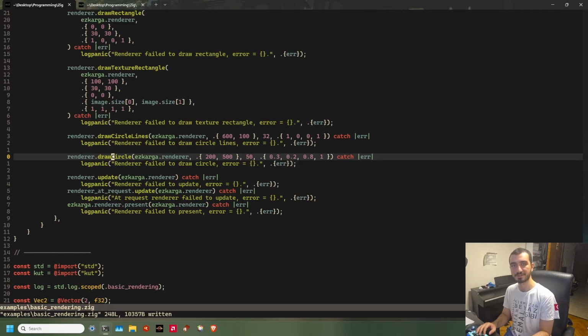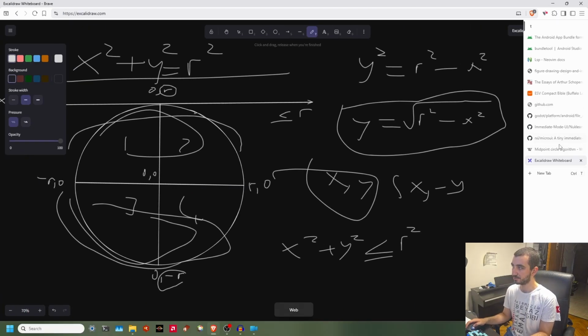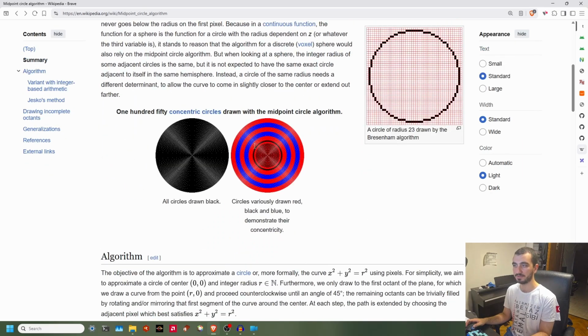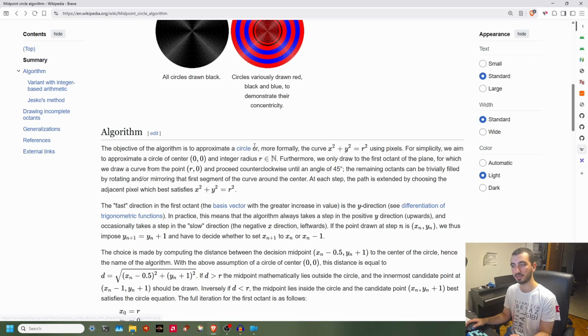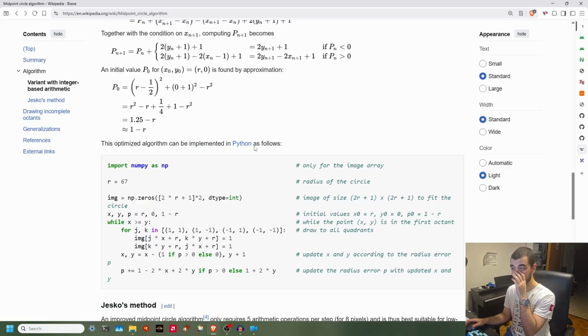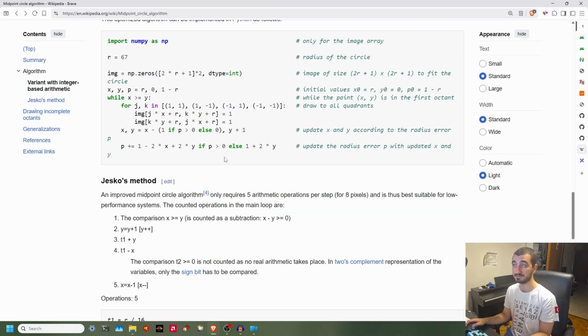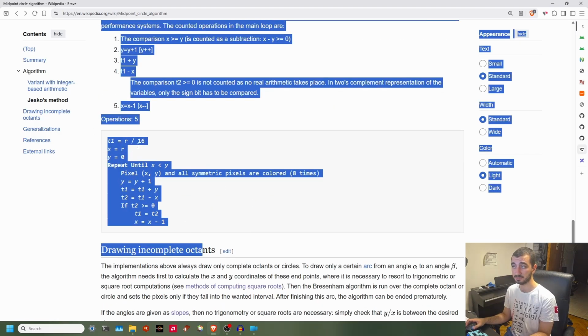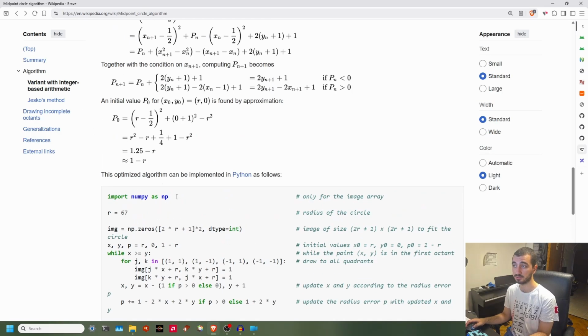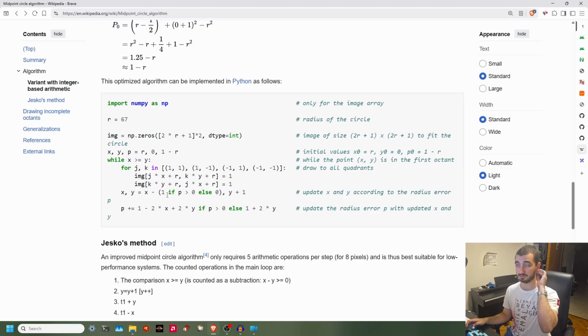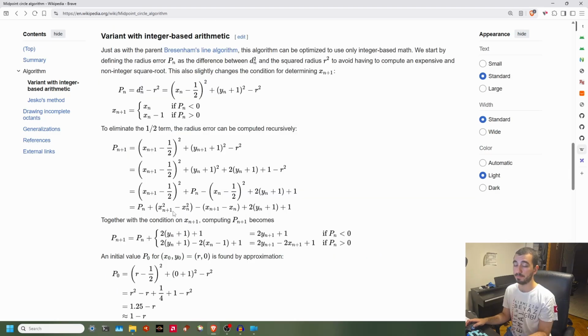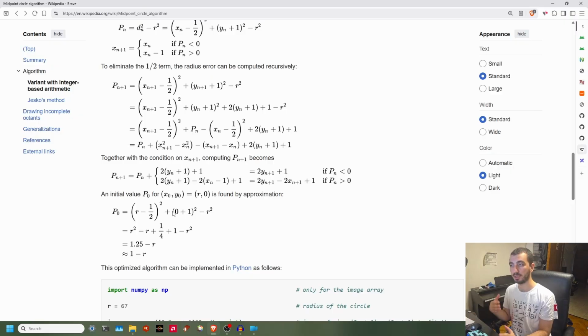So that was the midpoint circle algorithm basically. We can do a bit more optimization to the algorithm, so we don't have to use the square root, because square root again is expensive, and you can see how that can be done in this Wikipedia article. You can use this one, the Jesko method, or you can use the Python method implemented in here, but we're not going to be doing that. So anyway, that's going to be it today.